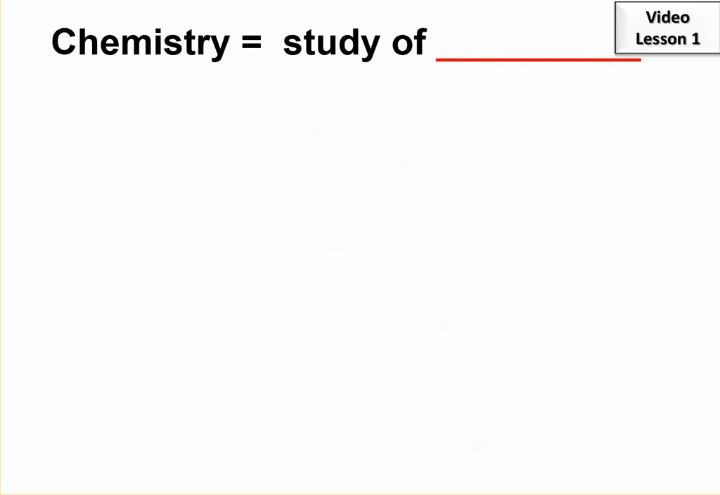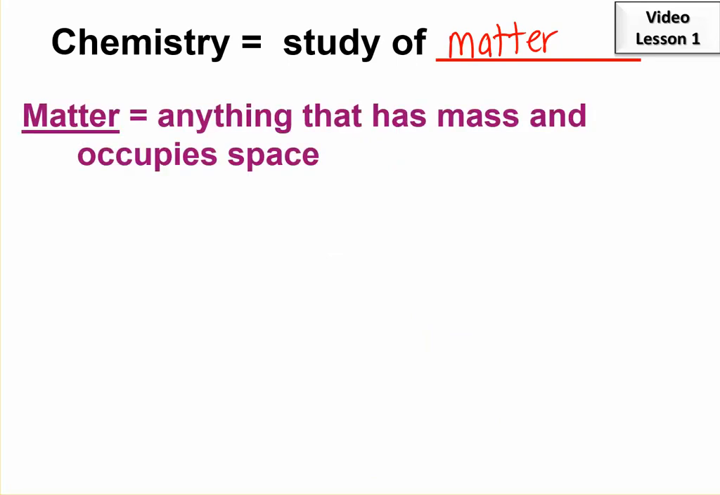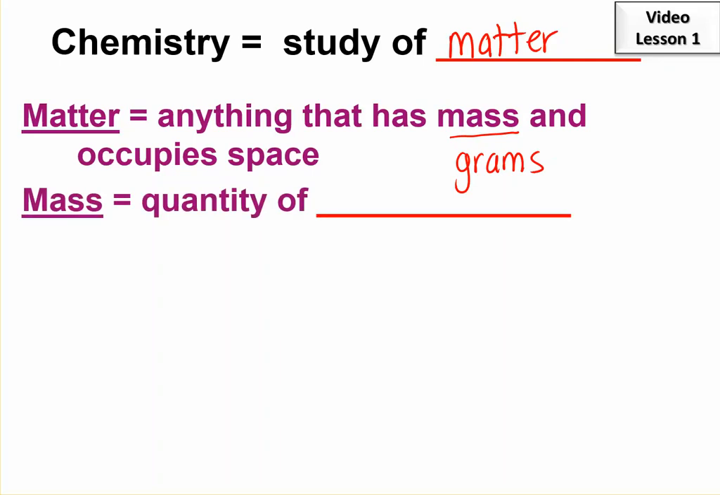Chemistry is the study of, some people say chemicals. A more technical term is matter, and you know what matter is. It's anything that has mass and occupies space. Mass we measure in grams. It's the basic unit. And mass is actually the quantity of matter.